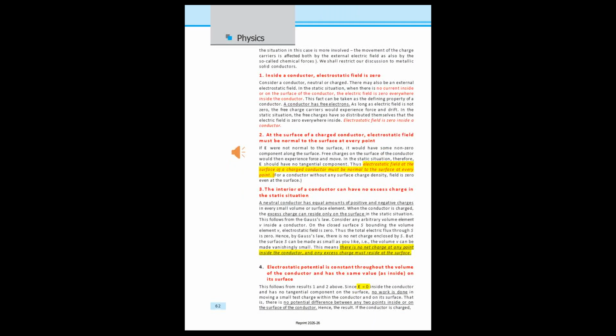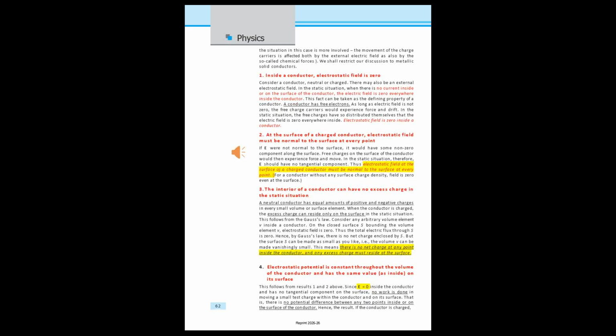The movement of the charge carriers is affected both by the external electric field as also by the so-called chemical forces. We shall restrict our discussion to metallic solid conductors. 1. Inside a conductor, electrostatic field is 0. Consider a conductor, neutral or charged. There may also be an external electrostatic field.